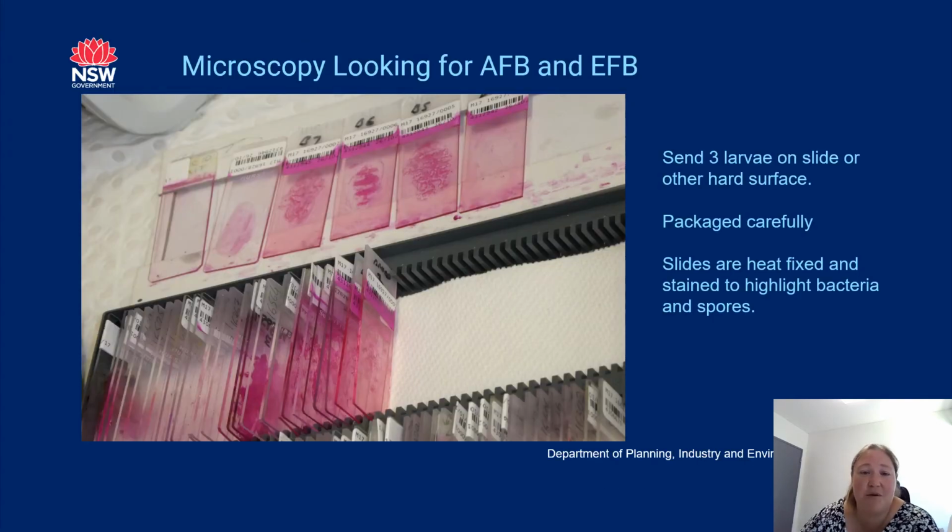So I just wanted to give you a quick look at what it is we actually do with your samples once we get them, and how we identify the different diseases, mostly focusing on AFB and EFB and a little bit on Nosema. So these slides you can see in this picture are what are sent to us, and they have the larvae on the slide. You can put up to 3 larvae on each slide, smush them on and package it up carefully.